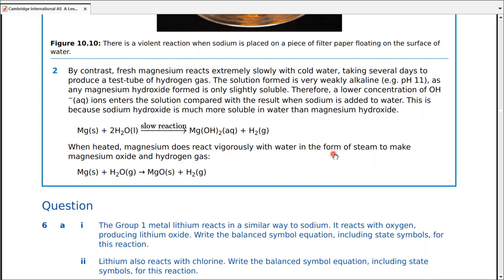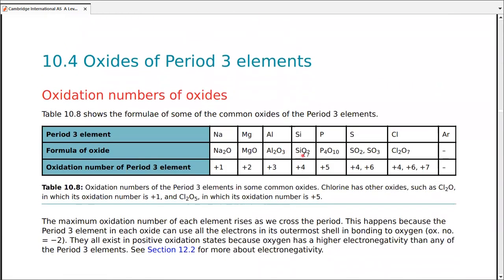So this really is a slow reaction, but when heated, magnesium reacts vigorously with water in the form of steam to make magnesium oxide and hydrogen gas. So remember, if it's liquid, you're supposed to write this reaction. If it's gas, you're supposed to write this reaction. And since the products are different, hydroxide and oxide, I hope that makes sense. Okay, so this completes 10.3.